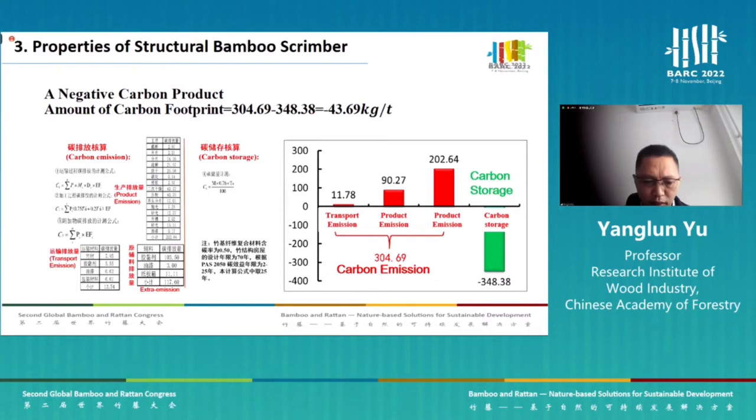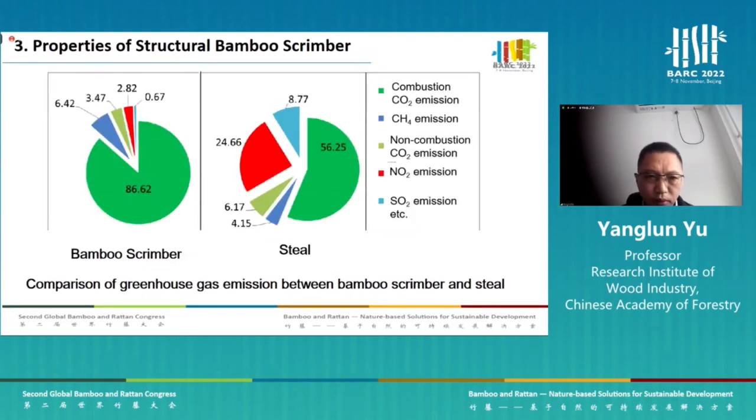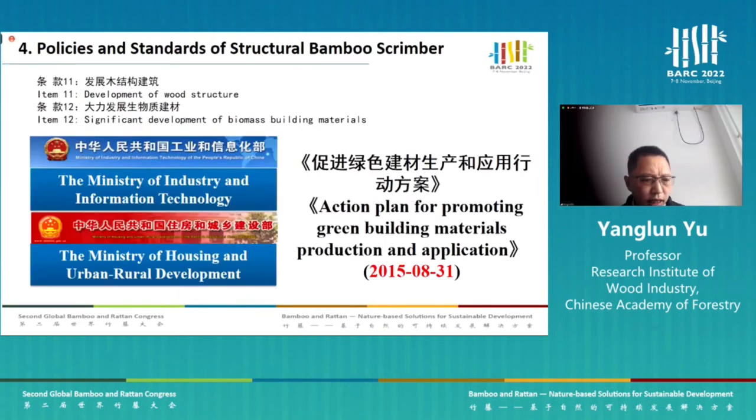It is a negative carbon product in every sense. Compared with other materials, the energy consumption of bamboo scrimber is lower than that of wood products and plywood. It is also a clean material. Comparing the greenhouse gas emissions of bamboo scrimber and steel, as shown on this slide, you can see that the gas emission is very low.